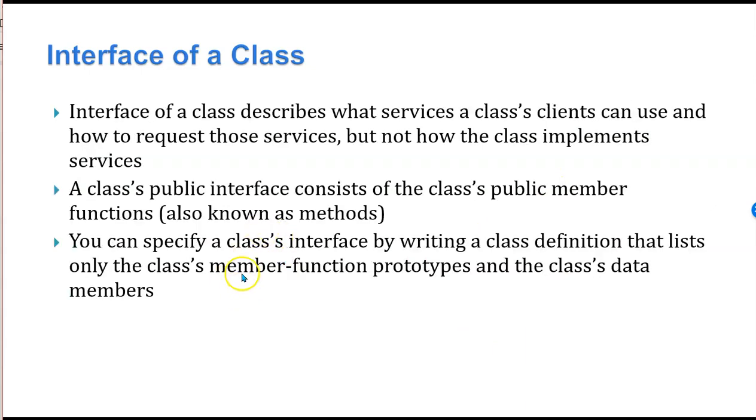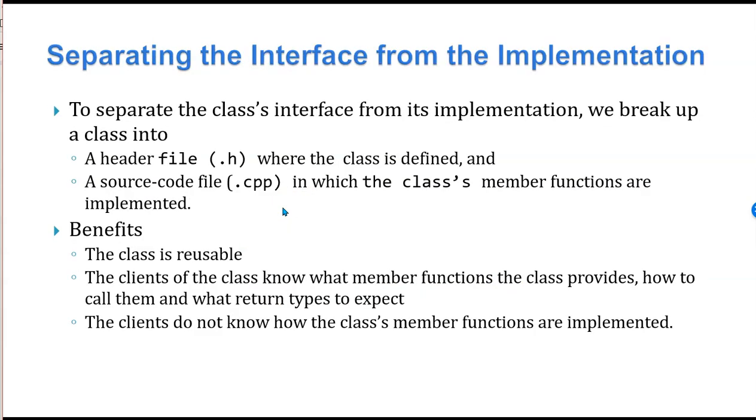The interface of a class describes what services a class's clients can use and how to request those services, but not how they're implemented. A class's public interface consists of the class's public member functions, known as methods. You can specify a class's interface by writing a class definition that lists only the class's member function prototypes and the class's data members. So what we'll do here is separate the interface from the implementation.